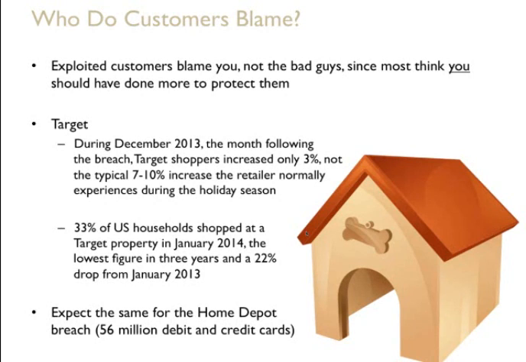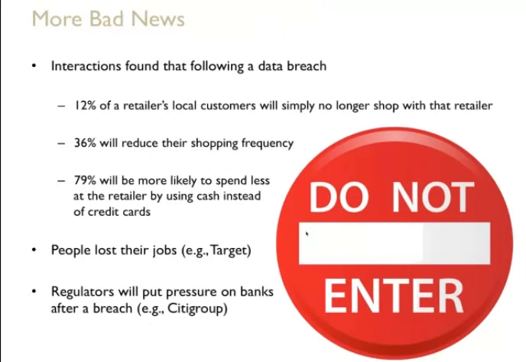So again, expect a lot of fallout from Home Depot, a lot of press reports in both the public-facing press as well as the trade press about this in the coming months. And there's really more bad news. A company called Interactions found that following a data breach with a retailer, 12% of that retailer's local customers simply aren't going to shop with them anymore. They simply cut them off because they're afraid of their data being breached next.